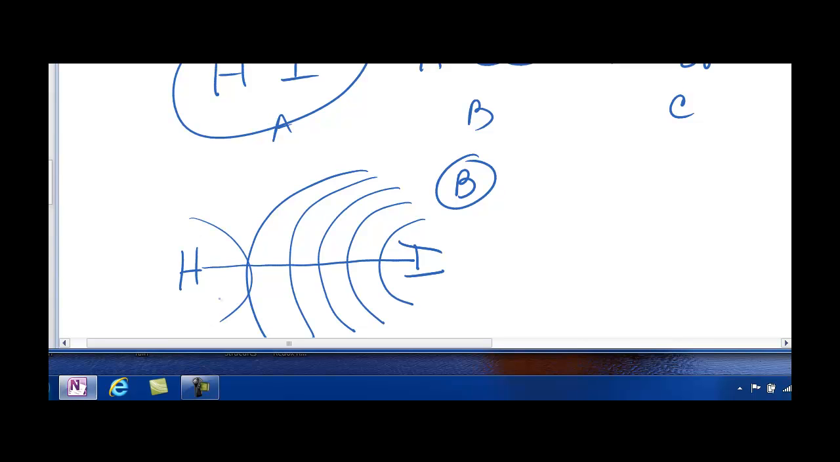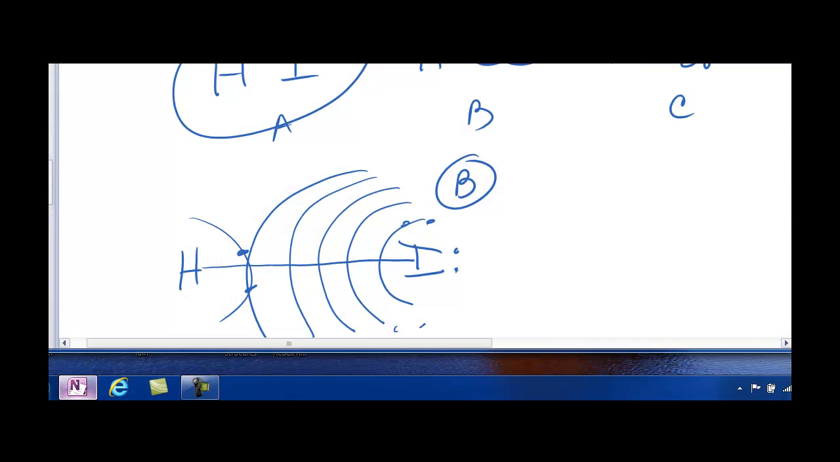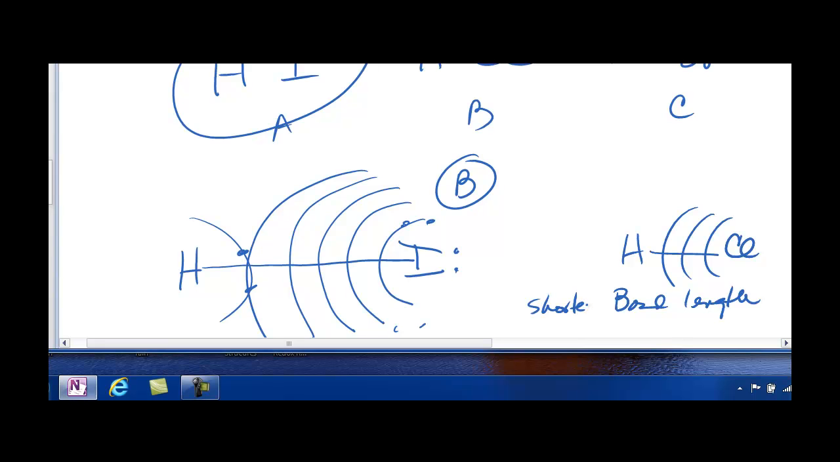And the hydrogen has the one electron bonded to the 7 of iodine. As opposed to what? HCl. HCl is filling up the first, second, third energy level. So that is a lot stronger bond. This is the bond length. It's a shorter bond.